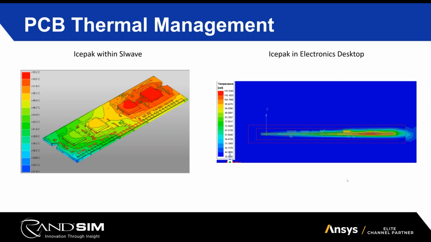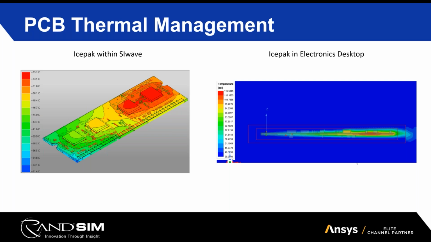For example, what you're seeing in the picture on the other side is that we can actually see how the heat is dissipating through the air. This can be really helpful if you have multiple PCBs or components next to each other to see how they're going to affect one another.